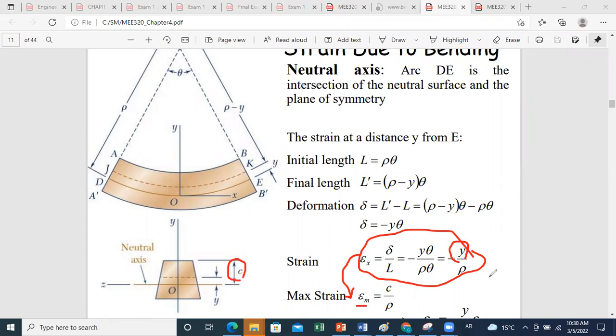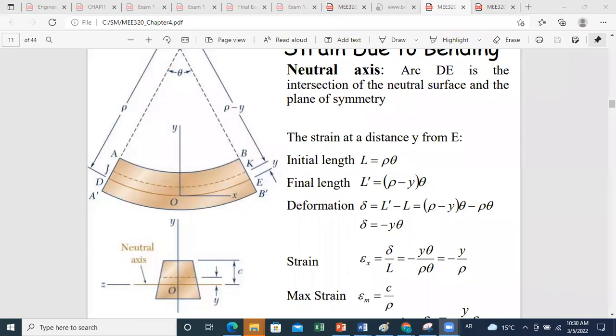So we can say that 1 over rho is equal to epsilon m over C. So if we know the value of the maximum strain, we can calculate the radius of curvature. And we know that the strain is related to stress.